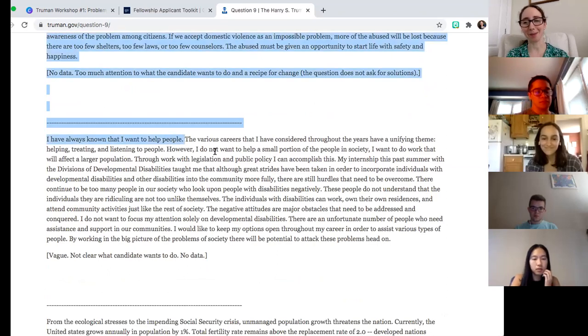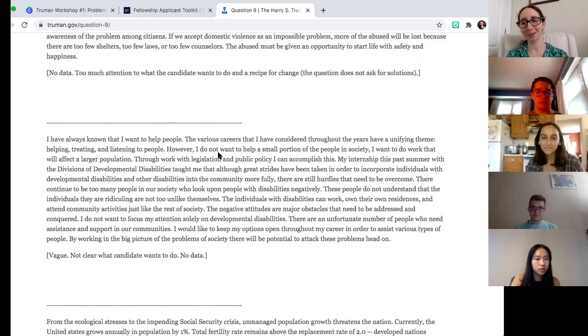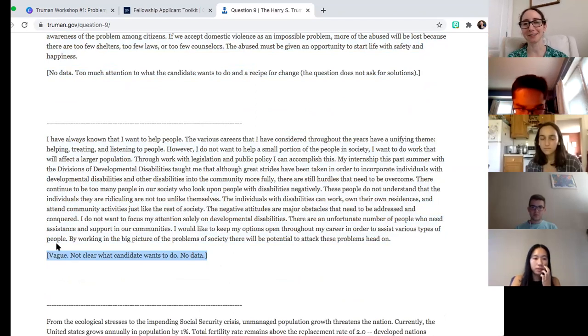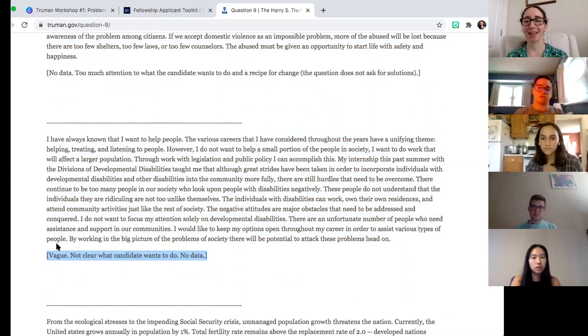"I've always known that I want to help people." I mean, the baseline is that if you're applying for a Truman Scholarship, you should have some interest in the social good, the public good, and helping people. So these are the kinds of things to avoid: the really vague cliche. We don't need cliches. Also, a good test for just life is if you can read something you wrote and anyone else could have written the exact same thing, you know you need to get more specific. You don't need to wax poetic about how public service is an amazing thing. We need to know what your issue areas are within that.